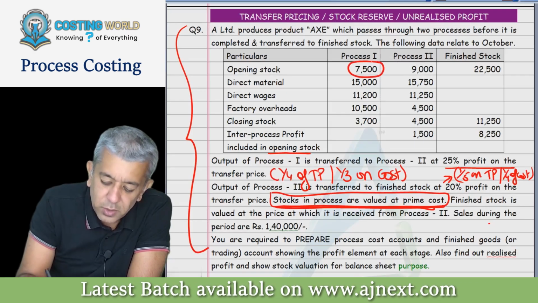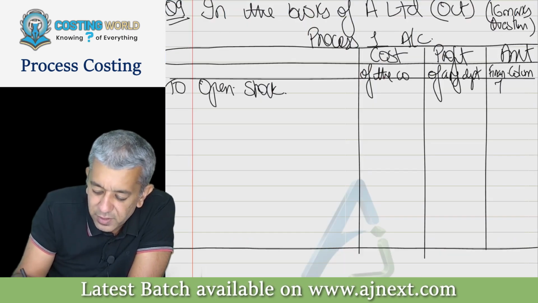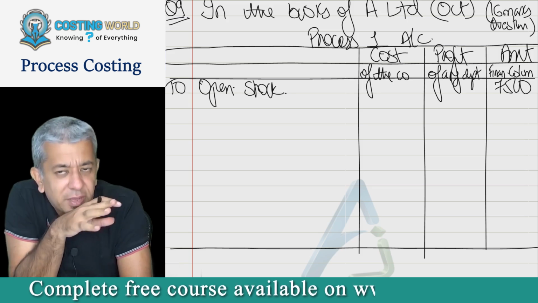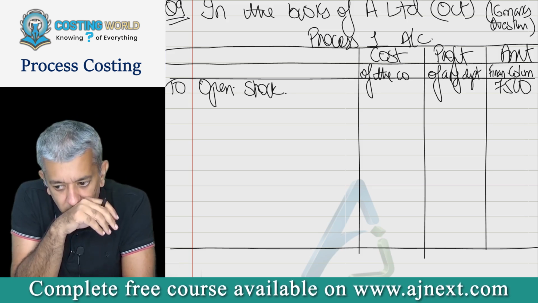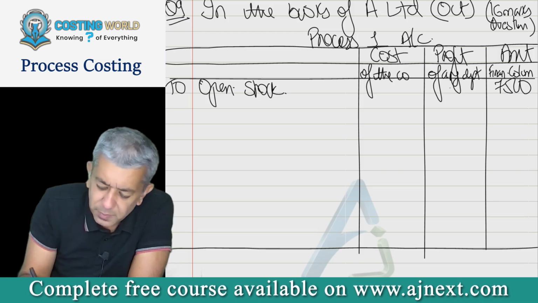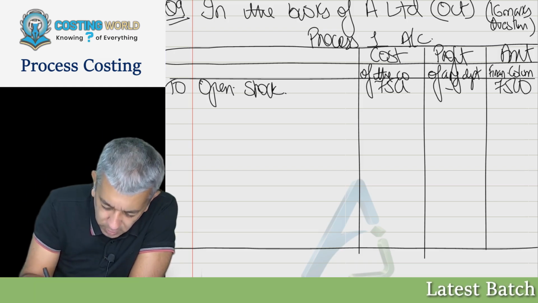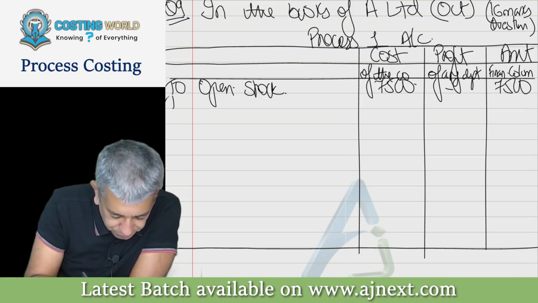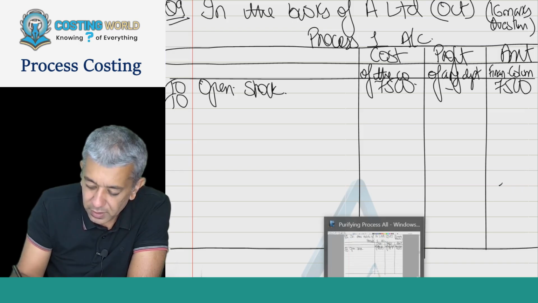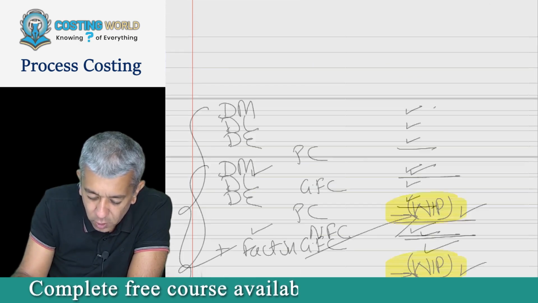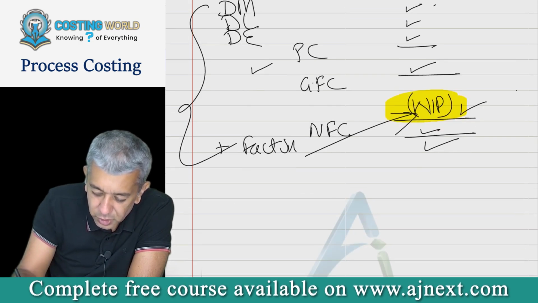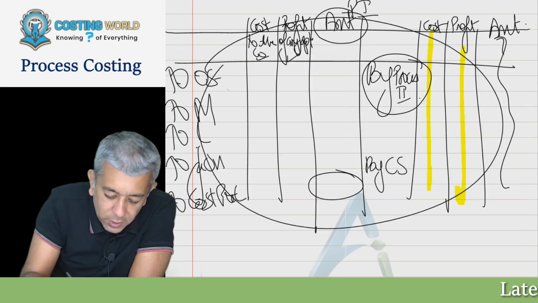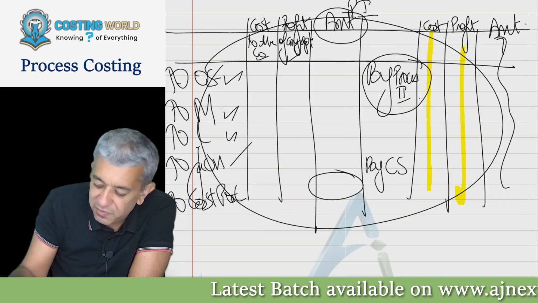Now, process 1 opening stock is 7,500. Tell me, in 7,500, can there be profit of any department? No, sir, because that's the first department. So nil, cost to the company will also be 7,500. Then, after opening stock, I have to write material, labor and factory overheads.